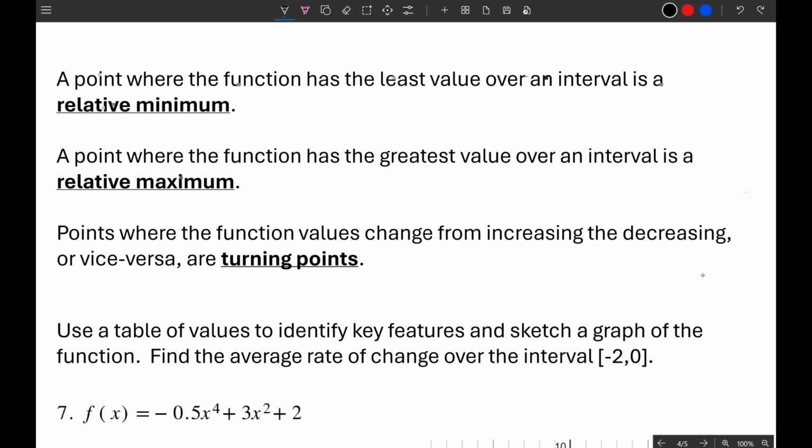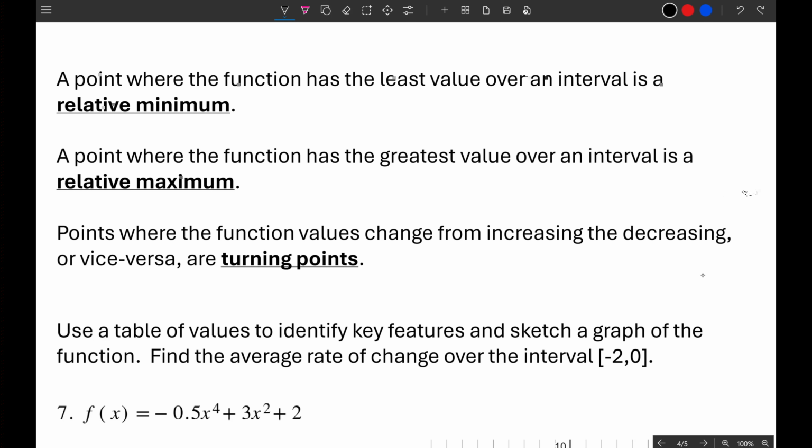All right, a point where the function has the least value over an interval is the relative minimum. A point where the function has the greatest value over an interval is called your relative maximum. And points where the function values change from increasing to decreasing or vice versa are called your turning points.